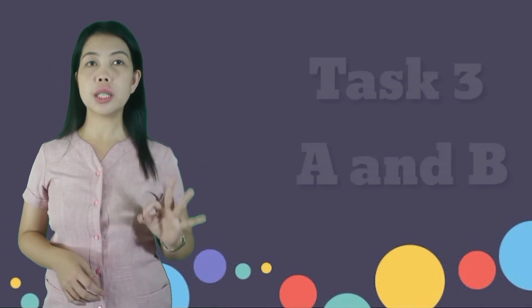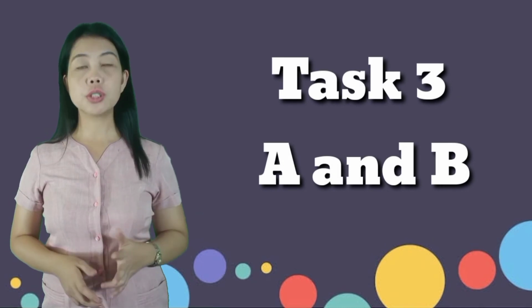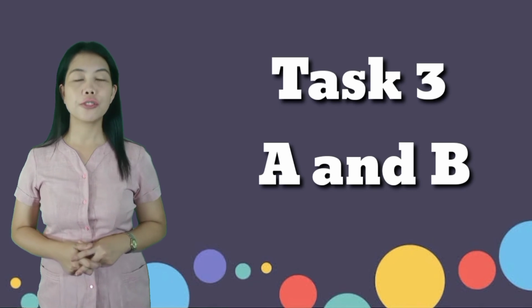Before we proceed to the assessment, let's answer practice task 3, the strictly prohibited letters A and B. That is also found on page 5 of your learning activity sheet.